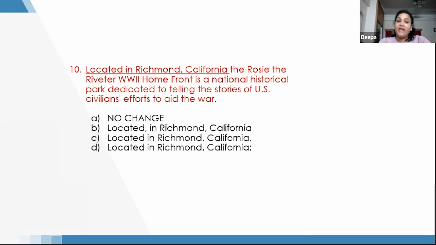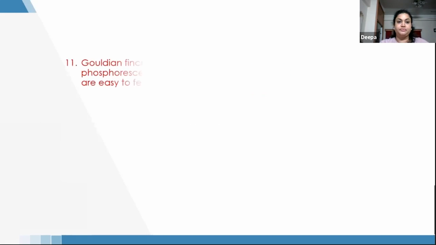Yes, we are basically located in Richmond, the Rosie the Riveter. Now here, even if you need a comma after Rosie, we don't have to mind it because that is not underlined. Clear? So we are only going to look at the option where it is talking about Richmond and California. Therefore, we'll go to C as the right option. Let's go to the next question.